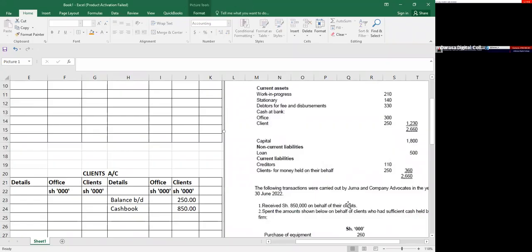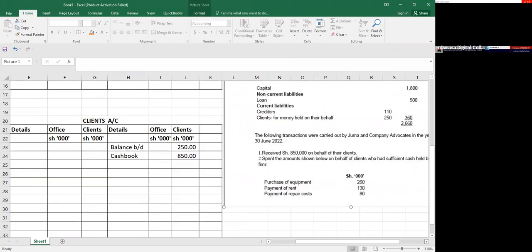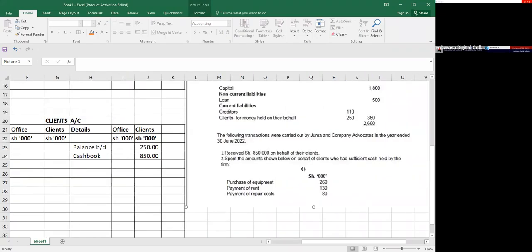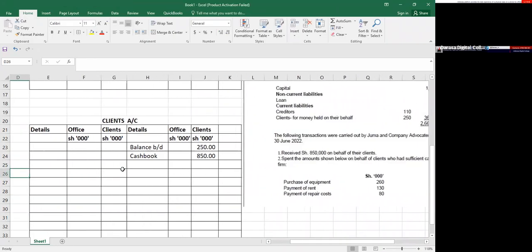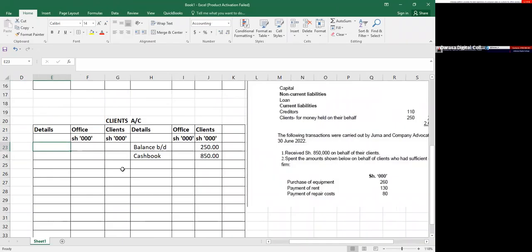We proceed to note 2. Note 2, what are we told? In note 2, these are what you're told, that spent the amounts shown below on behalf of the clients who had sufficient cash held by the firm. So recall to record payments of expenses on behalf of clients with sufficient funds, we debit our client's account, client's column, and we credit our cash book account, client's column. So therefore, I'll come to our client's account here. In this case, we are going to have, of course, our cash book.